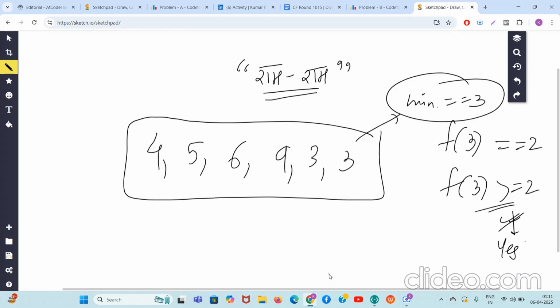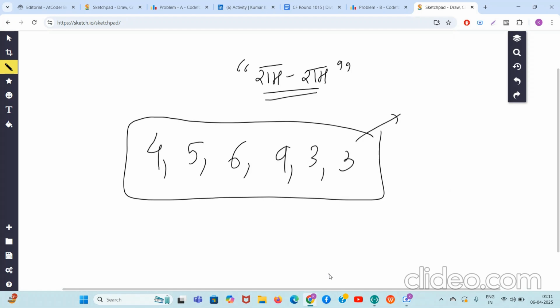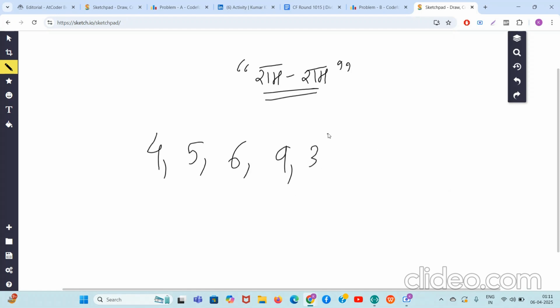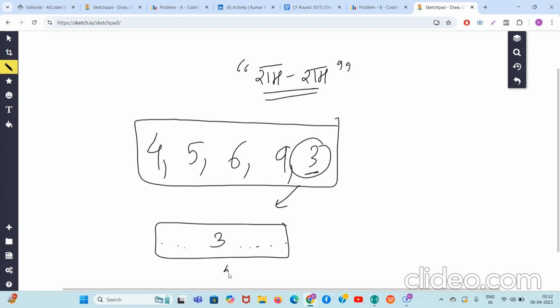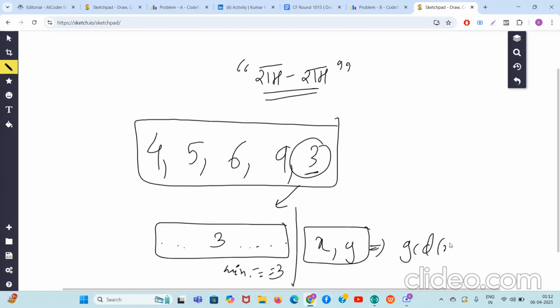But the special case is when 3 is coming only one time in the array. What if the minimum number is coming only one time? Then what will you do? Then also the trick is pretty simple, right? This is the array given to you. So what you can do, lovely people, is that this is the minimum number, so you put it in the left part. In the left part there is 3 and some other numbers. You know the minimum is going to come out as 3 only, because 3 is the minimum number. Here you have to put two numbers x and y such that GCD of x comma y comes as 3.